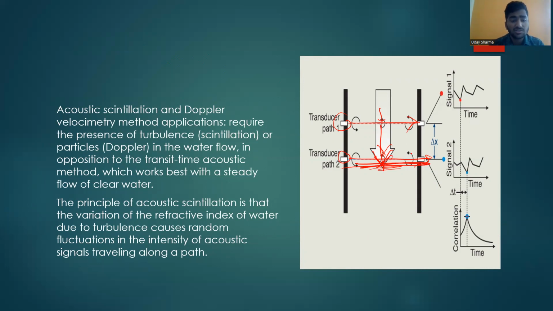The principle of acoustic scintillation is that the variation of the refractive index of the water due to turbulence causes random fluctuations in the intensity of acoustic signals traveling along the path. As we can see here, the time signal. Here in the second path, what is the time signal? When the correlation of these is done, this gives the average median time taken.